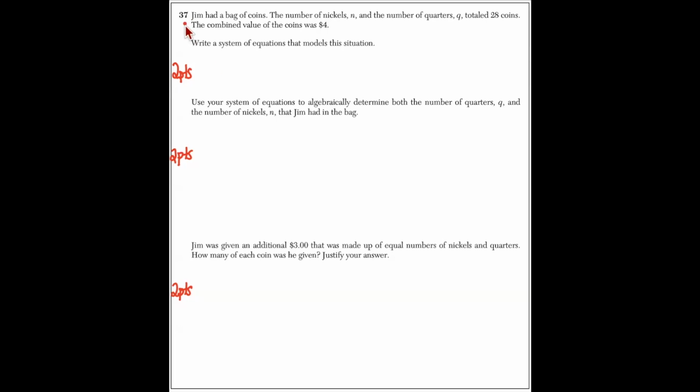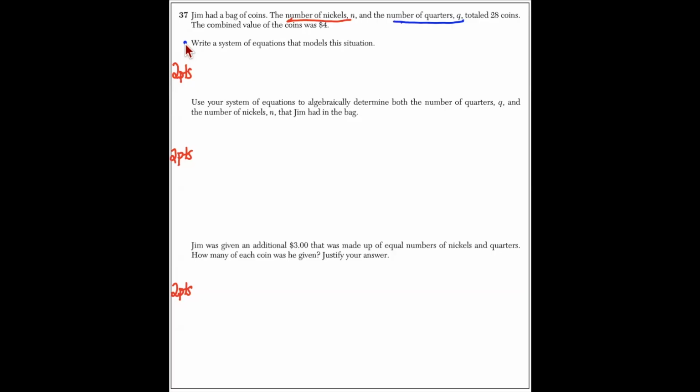So first off is reading the question and understanding what they're asking. It tells me here, Jim had a bag of coins, the number of nickels, N, okay, that seems important, and the number of quarters, Q, totals 28 coins, right? So he's got 28 coins. Some of them are nickels, some of them are quarters. Now, I know together the combined value of the coins is $4.